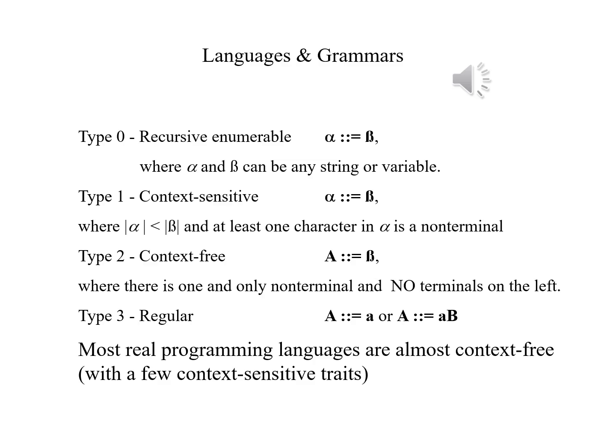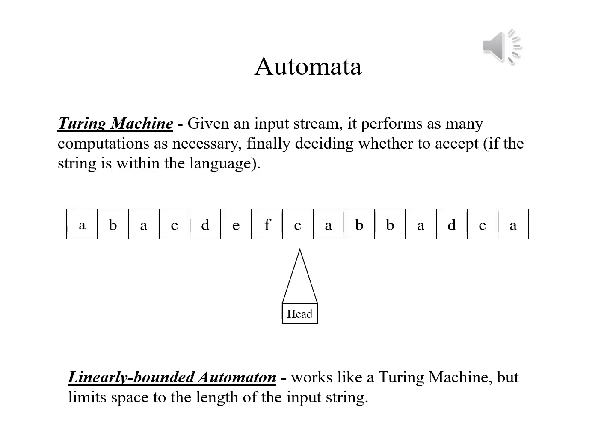A Turing machine is the theoretical machine that Alan Turing proposed. Given a particular input stream, it performs as many computations as necessary, finally deciding whether to accept if the string is in the language or not. A linear bounded automaton works just like a Turing machine, but limits the space to the length of the input string. In both cases, it works with a model of tape going back and forth over a recording head.